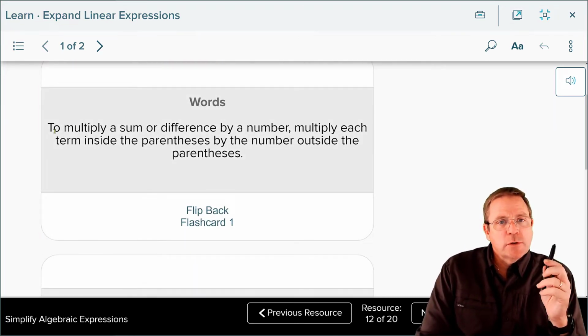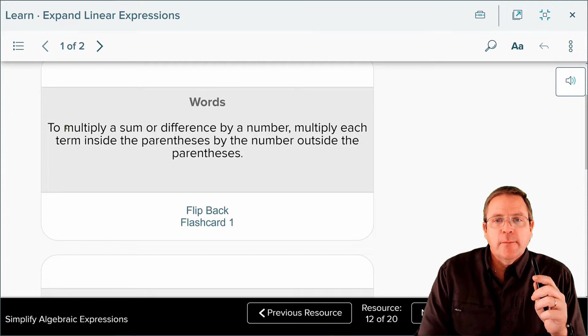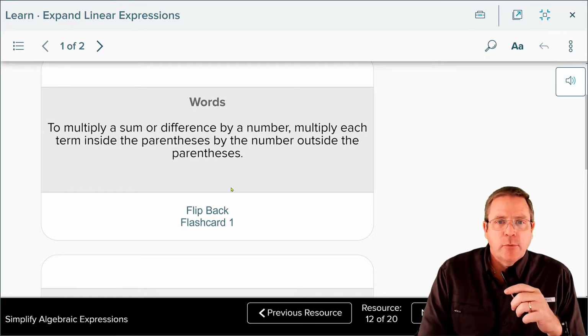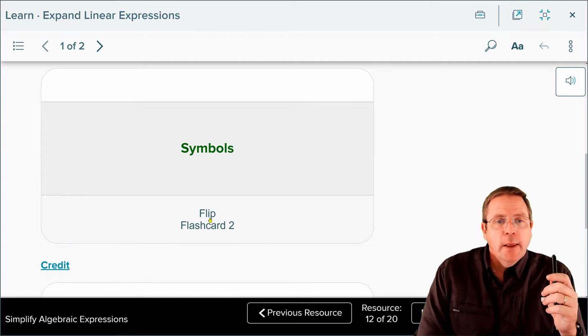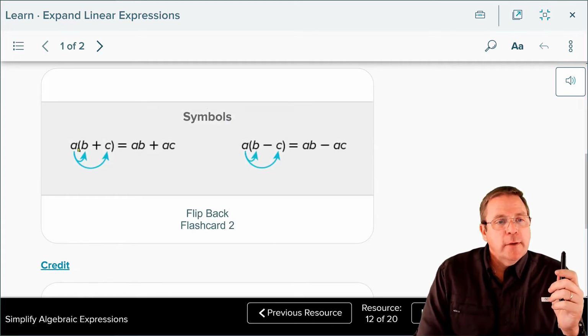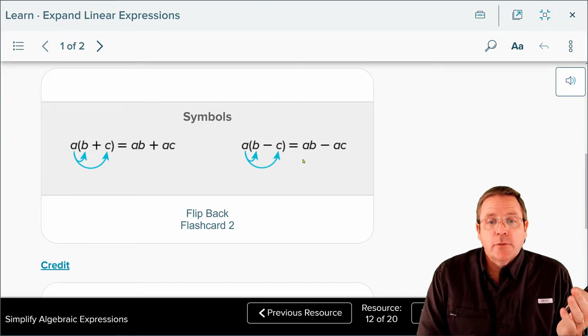So in words, it says to multiply the sum or difference by a number, you multiply each term in the parentheses by the number outside the parentheses. We've covered this before, but we're going to cover it again. And then in symbols, A times the sum of B and C is the same thing as A times B plus A times C. Same thing applies for subtraction.